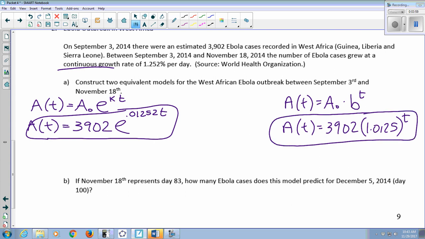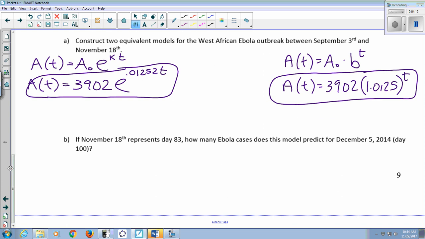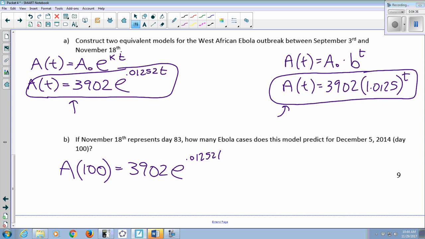All right, so it turns out November 18th represents day 83. How many Ebola cases does this model predict for December 5th, which is day 100? So I just want to plug 100 into my model, and I can use either one. I'm going to use the first one because I rounded a number in my second model. In this model here, I rounded b, so I think that this one's going to be more accurate. So I'm going to plug 100 into my first model. So I have 3,902 times e to the 0.01252 times 100.